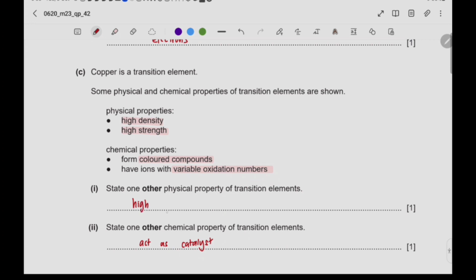Another physical property, high melting point. They like to compare with our group 1. So if you were to compare, group 1 has lower density, is softer, and is very reactive, but that one is not really useful. So just these 2 things. And oh sorry, lower melting point and boiling point. You can just write melting point because they are metals, right?